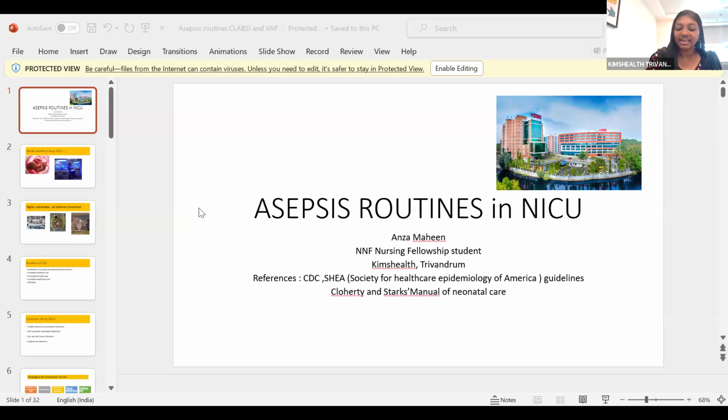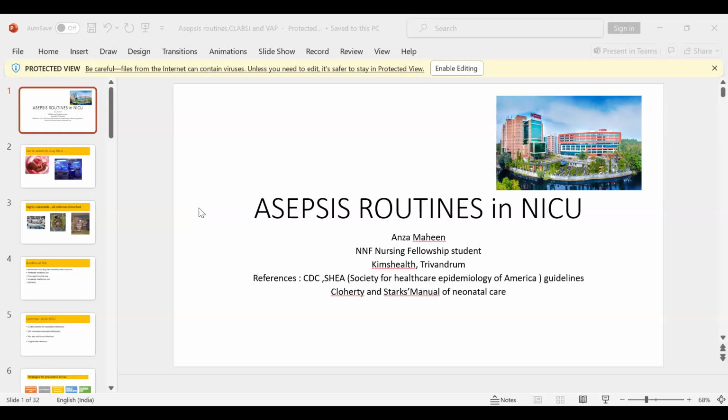Sterile womb to busy NICU. We all know that a baby inside the mother's uterus is in a mostly sterile environment. When they get admitted to a busy NICU, they are at risk of infection. Highly vulnerable, all defenses breached. Neonates are the most vulnerable population. Studies show that they are approximately 7 times more prone to infections compared to adults.